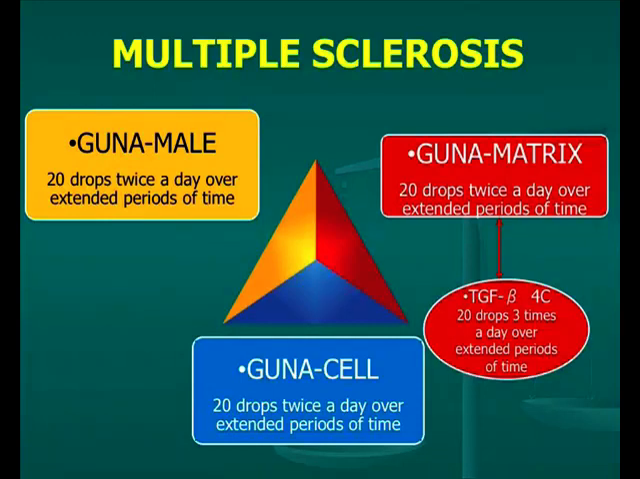The male aspect, that is, the male hormones, protect, i.e., have a trophic effect on nervous tissue, and it is therefore worthwhile to stimulate that type of hormonal behavior. Therefore, as we said before, 20 drops each of Gunamatrix, Gunacell, and Gunamale can be administered in the same glass and in the same administration morning and evening.